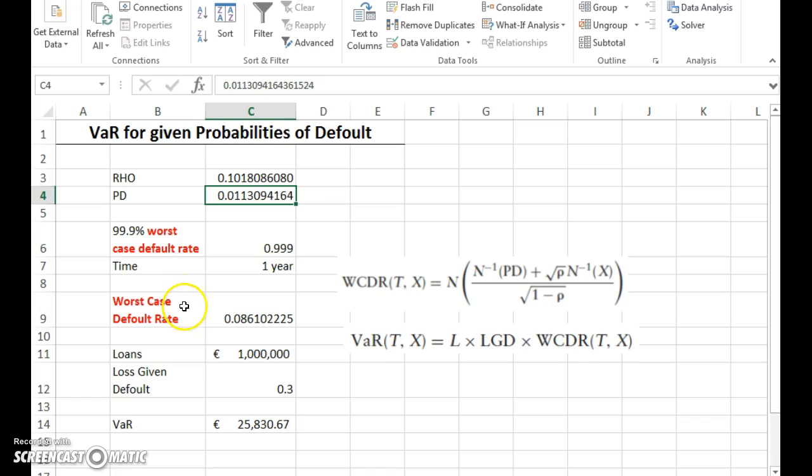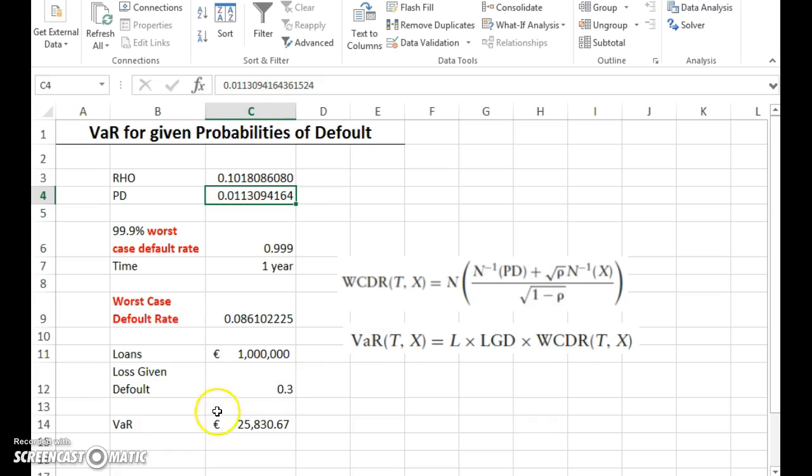We can use this worst case default rate to find the value at risk for the bank's loan book. And this is the value that will get our worst case default rate. So we take the normal cumulative probability of the norm's inverse for the probabilities of default. We add the square root of rho times the norm's inverse for the correlations, and we divide this top line by the square root of 1 minus the correlation.